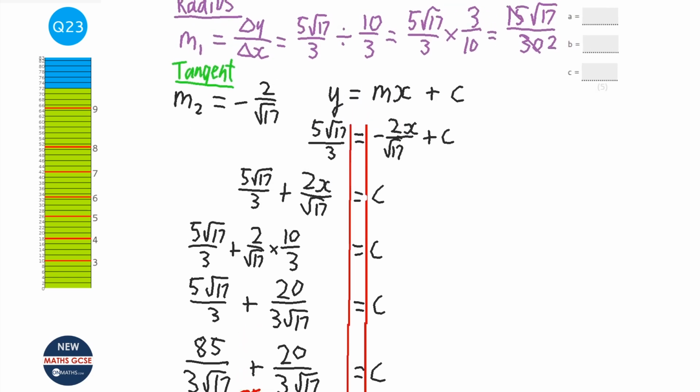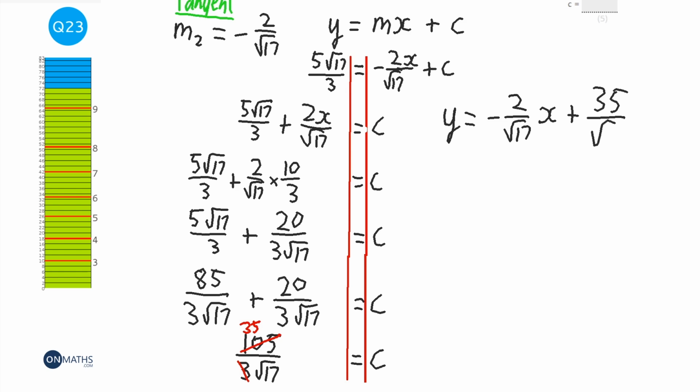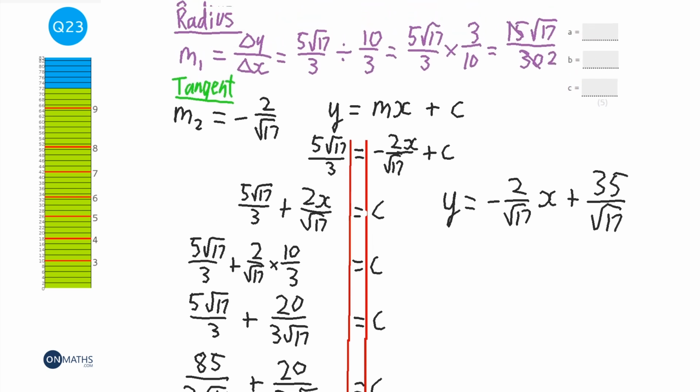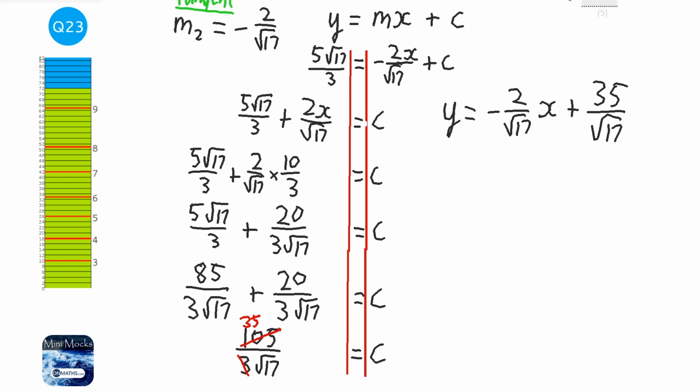Okay, so looking back at my y equals mx plus c, we know what m is now. So we've got y equals minus 2 over root 17 x, plus 35 over root 17. Now if you look at the question, it wants it in a slightly different way. It wants the root next to the y, it wants a number, and then minus whatever the x bit is. So we're not quite finished yet, but we just need to tidy this up a little bit.